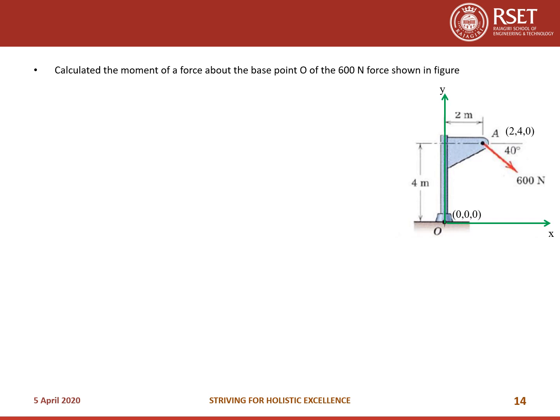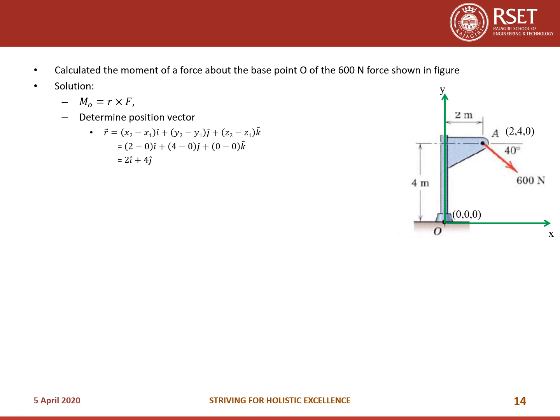Let us do one problem. Calculate the moment about the base point O of the 600 Newton force shown in the figure. So the solution: the moment about any point O is equal to r cross F. Here F has a magnitude of 600 newtons. Now we need to find the force vector as well as the position vector.